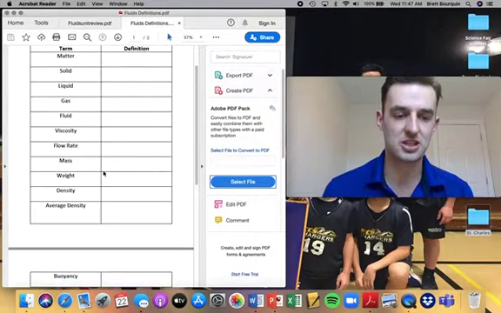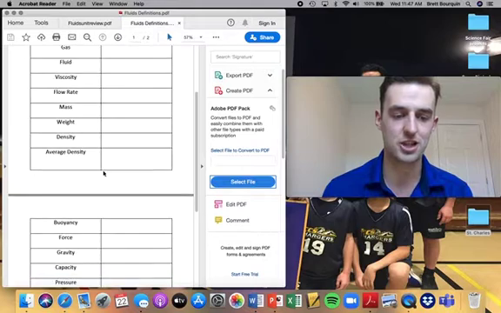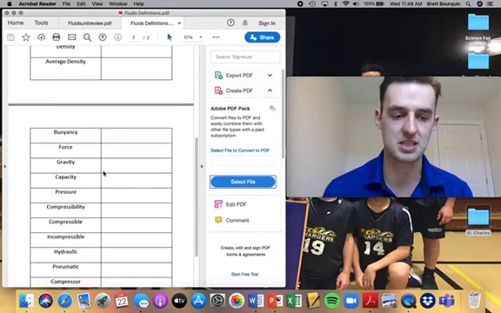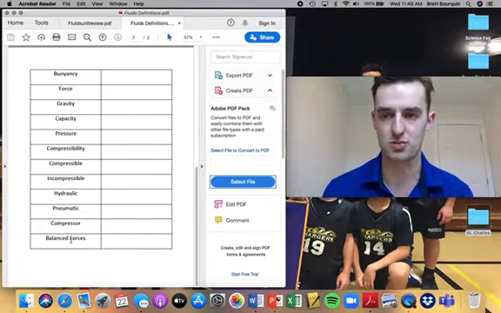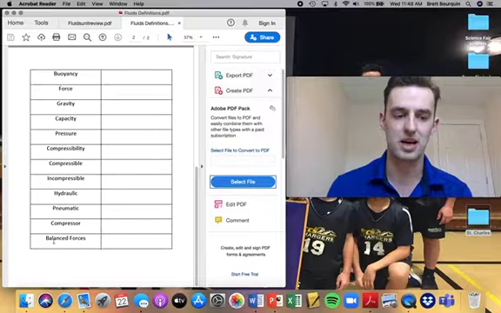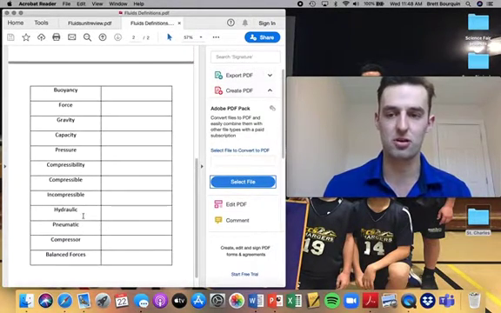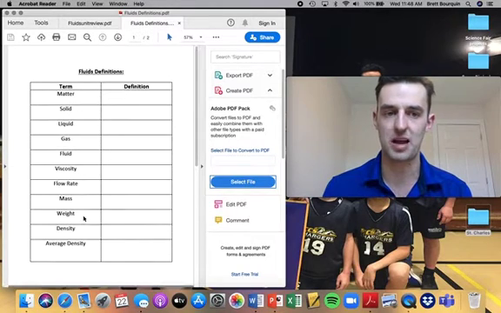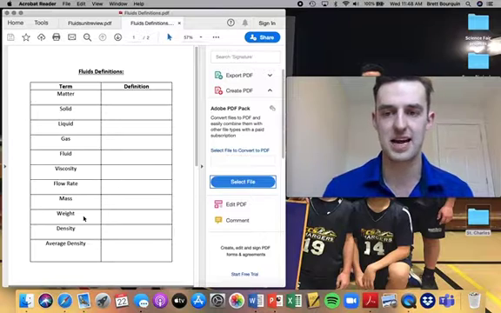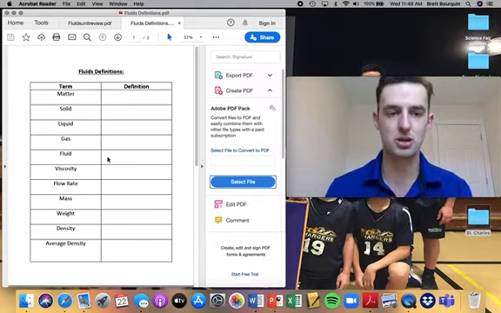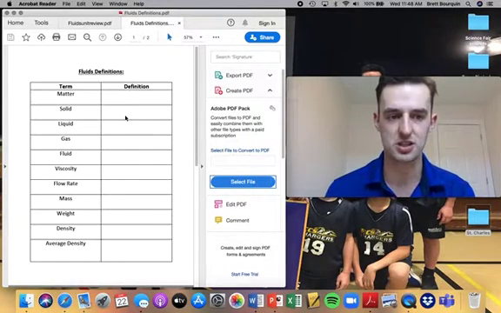With the definitions, these are the different definitions we've talked about throughout this unit, and subtracting away compressor and balanced forces. We haven't really gotten into a lot of detail about that, so don't worry about these last two, but all of the other ones we've had a little bit of experience with, so we should be able to write some of these definitions in our own words. I'm not asking you to write a textbook dictionary definition of these, but just in your own words, what is matter, what is a solid, what is a liquid, etc.